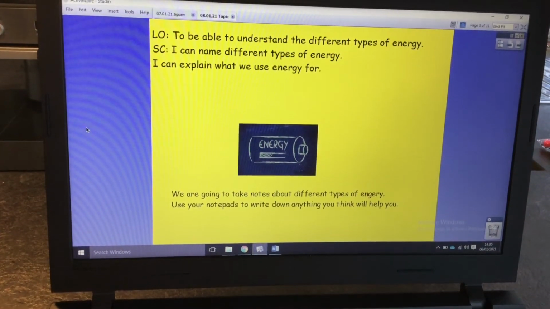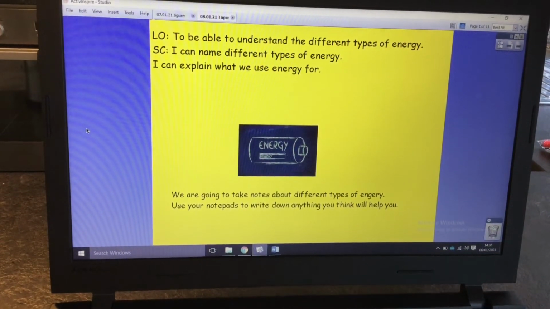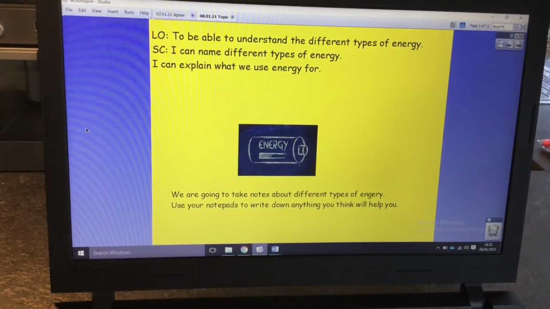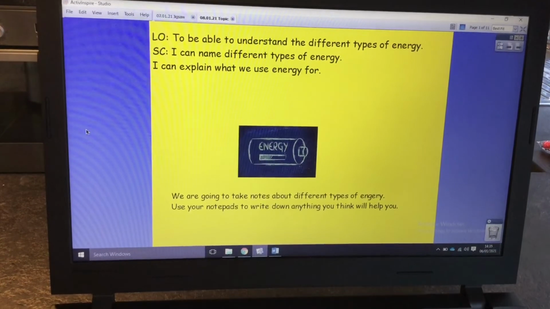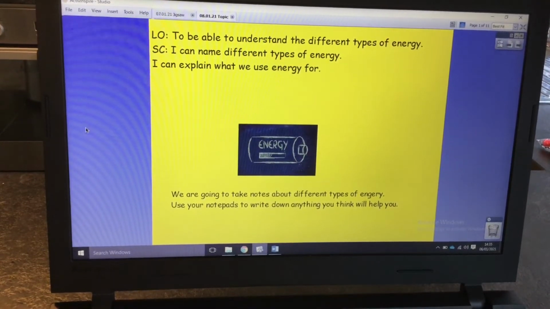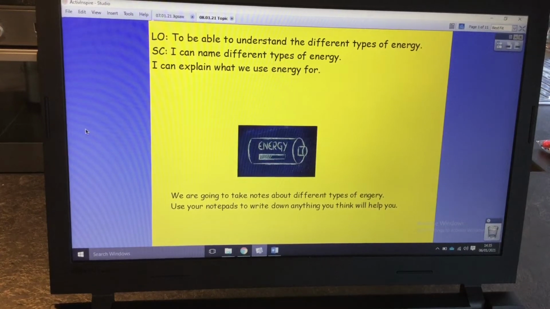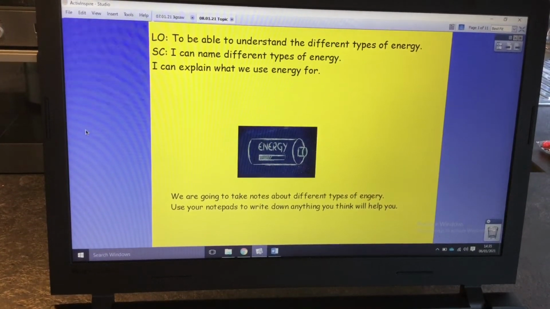Hello Year 3. It is Friday the 8th of January and this is our topic lesson. So we have a new topic for term 3, which is Save the World, and it's all about what we can do within the environment to help our planet and our Earth to survive.